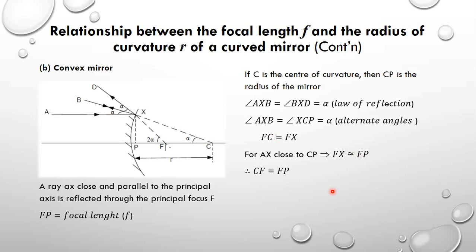And if they are equal, we know that twice of FP will give us the distance from here up to here. Because if this distance FP is equal to FC, then twice of FP gives us CP, which is equal to R. And therefore, R is equal to 2F, because FP is equal to this small f. So the relationship is also derived in that way.